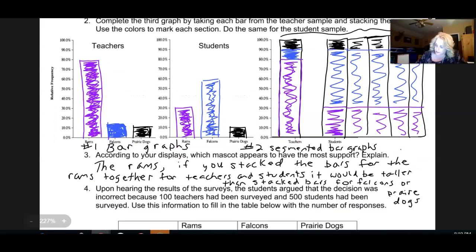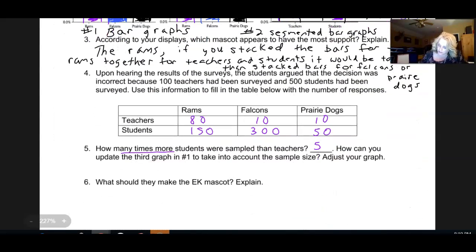Okay, so let's go back up here. Answer the rest of the questions here. So it says, what should they make the mascot's name? Or what kind of mascot should they go with? Well, now that you see the situation, if you were to stack all of the, in our case it was the purple, so all the Rams, and you were to stack all the Falcons and stack all the Prairie Dogs, it turns out that Falcons would have the higher stack.